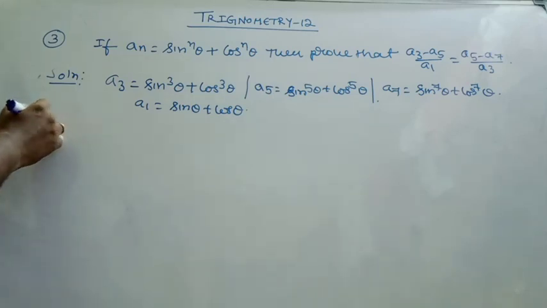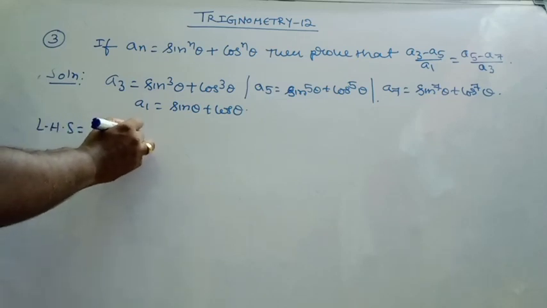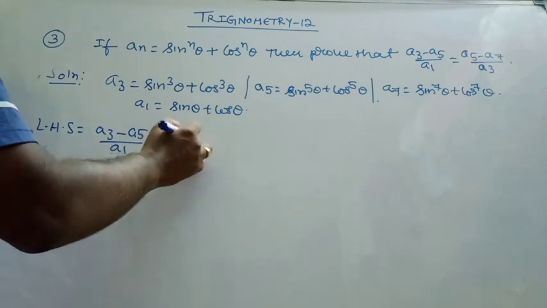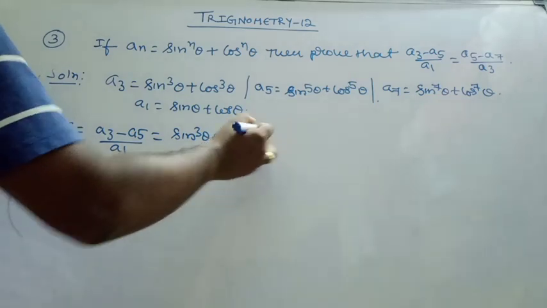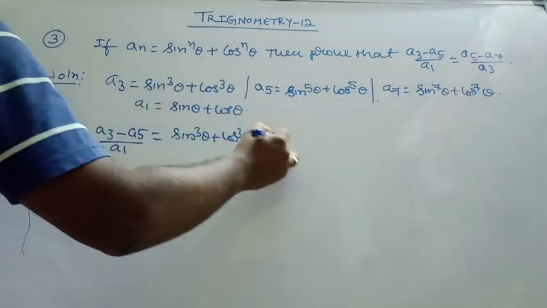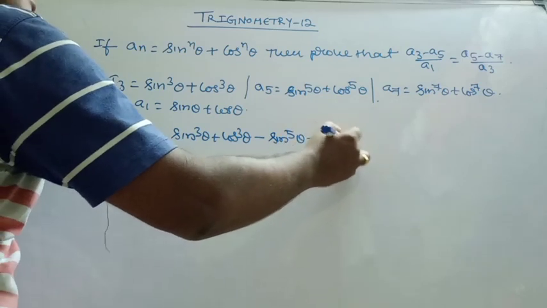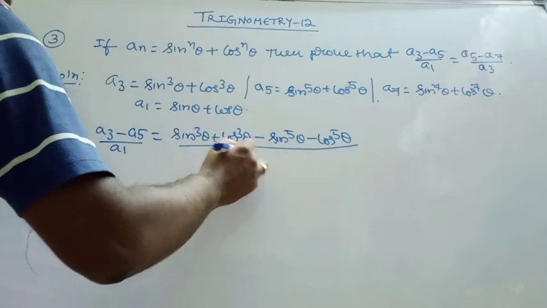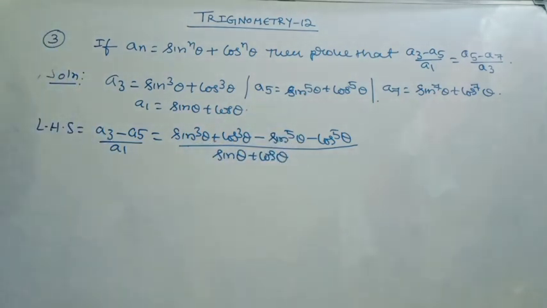Now you take the left hand side part, okay, A3 minus A5 by A1. A3 is sin cube theta plus cos cube theta, minus A5, which is sin power 5 theta plus cos power 5 theta, whole thing divided by A1, which is sin theta plus cos theta. Wonderful. This is the left hand side part we have got here.